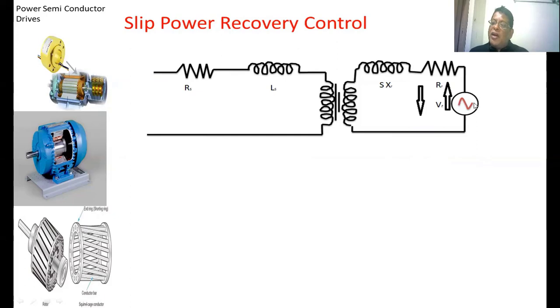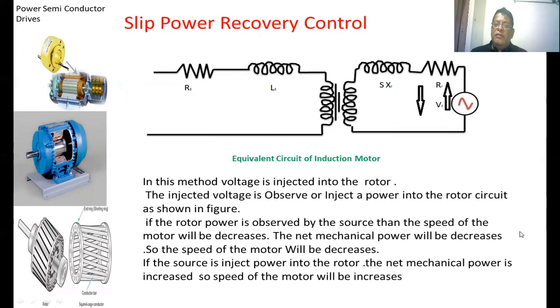This voltage can absorb or inject power into the rotor circuit. If this voltage is absorbing power, then the net mechanical power available will decrease, so the speed of the motor will decrease. Suppose if this voltage source is giving power to the rotor circuit, the net mechanical power developed in the motor will increase, the speed of the motor will increase. In this method, you can control the speed of the induction motor by means of slip power recovery control. These different methods are required when you are going to study the power semiconductor drives course. So we have briefed about the different speed control methods of induction motor.